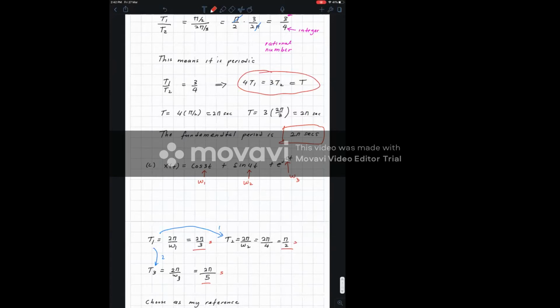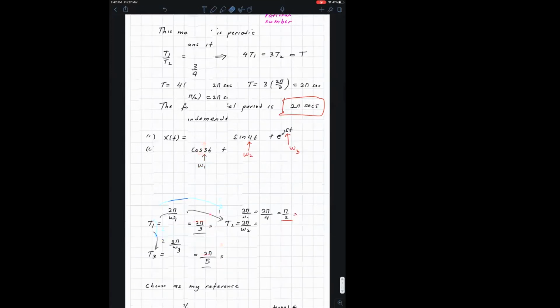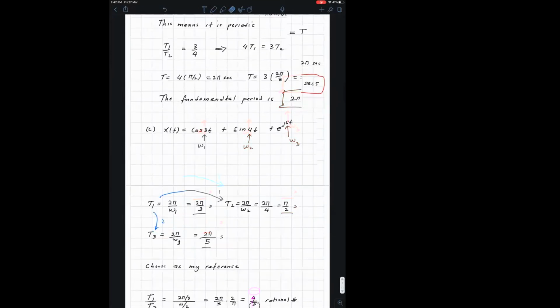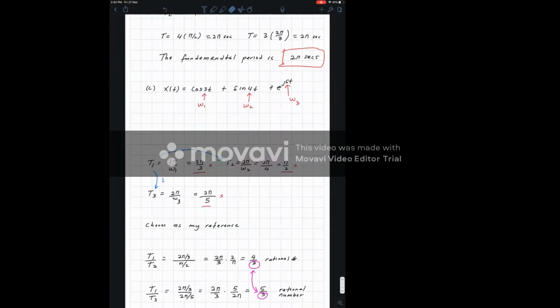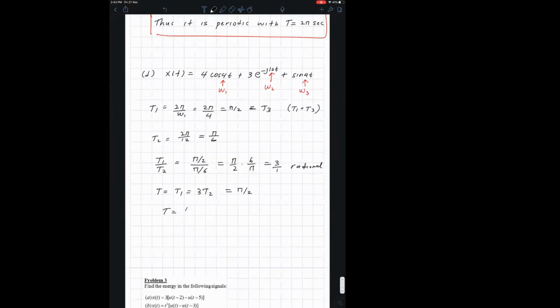So for the period, we cross multiply, T is equal to T1 or 3T2, right or not? And that's going to be pi over 2. Is that okay? Got it, sir.